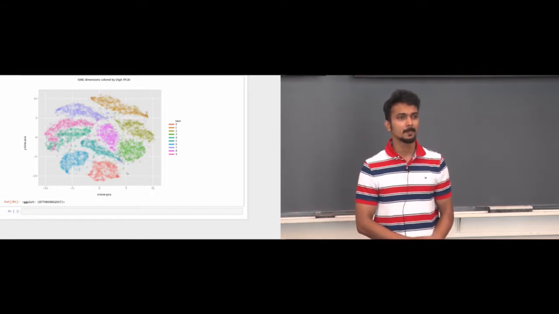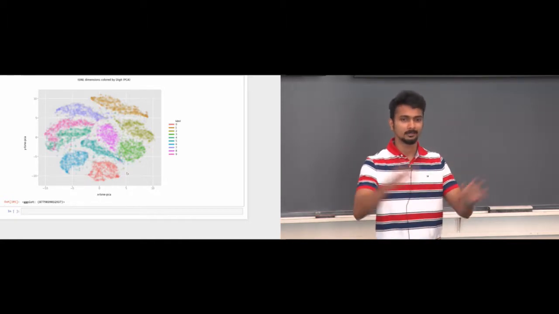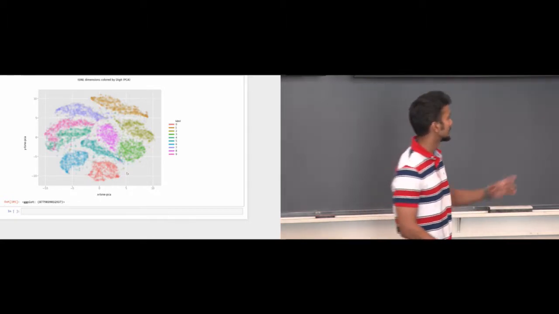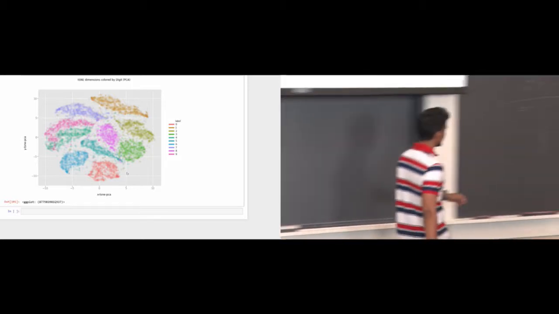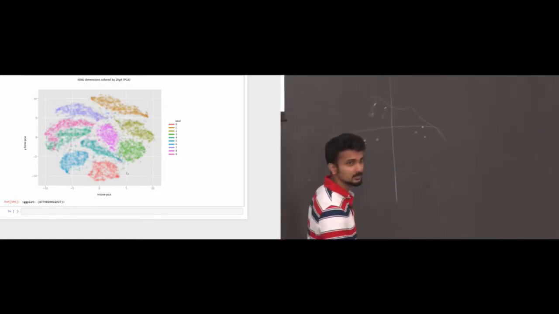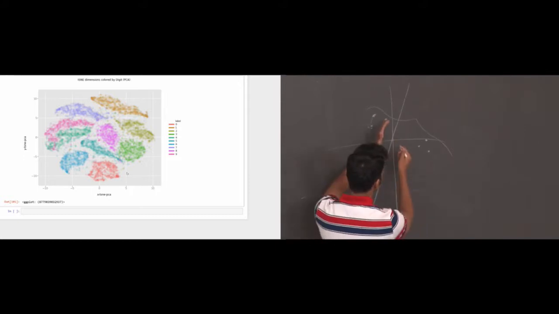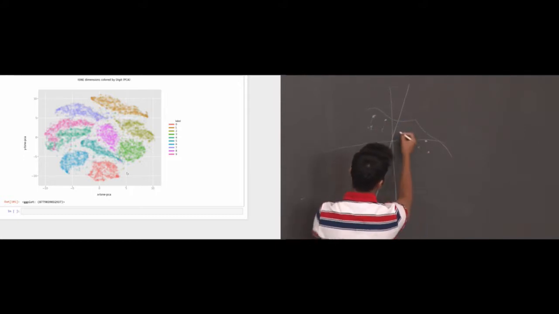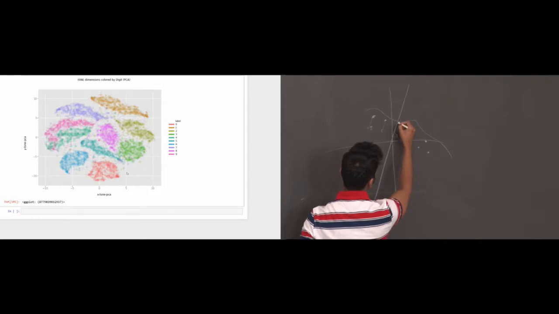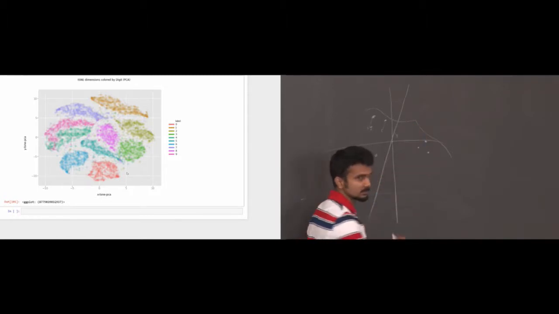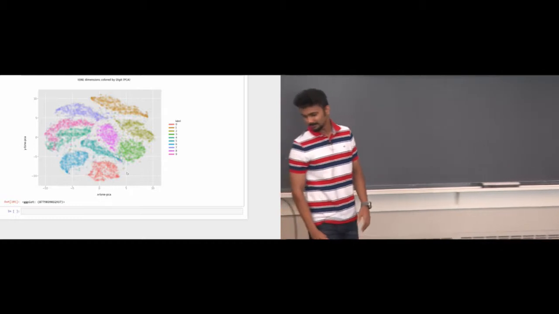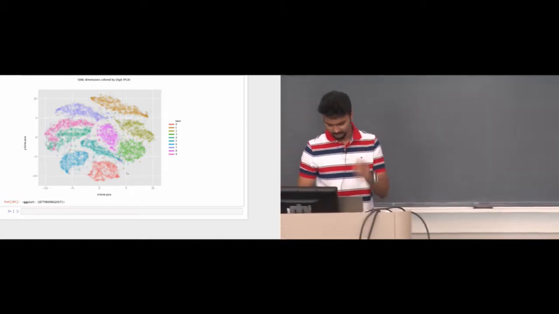PCA is much faster because it's just a line fitting algorithm. You have your samples, you just fit a line, as you can see. Here you have all of these samples. You start from some random line like this, and you keep changing the slope of this line until the distances between each of these samples is minimum. So it's very easy to fit a line than comparing each sample with each other. So t-SNE is not practical. You just can't implement it in real world scenarios.